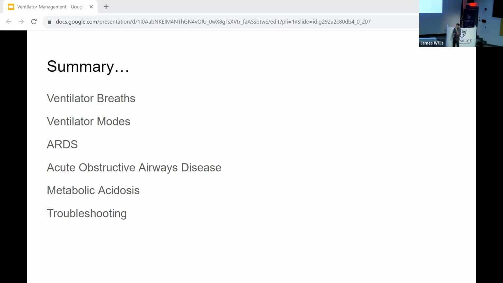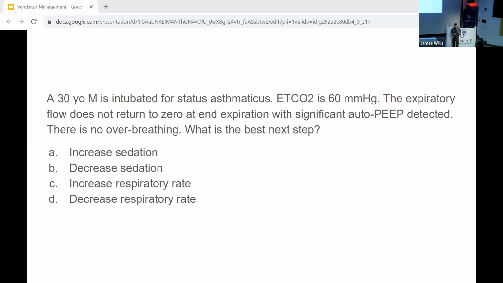Summary, we talked about ventilator breaths. We talked about ventilator modes. We talked about ventilating those three things, and we talked about some troubleshooting. And I'll send you the references. Let's just do a couple questions, hash it out, and then we're good.